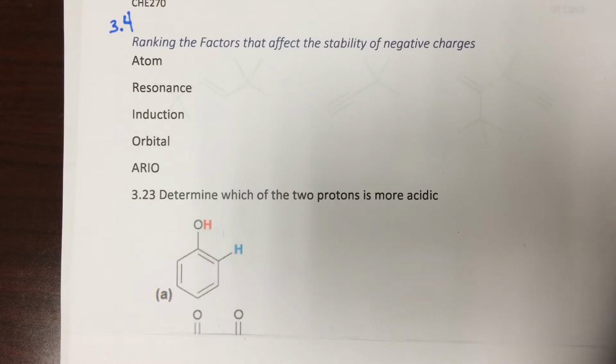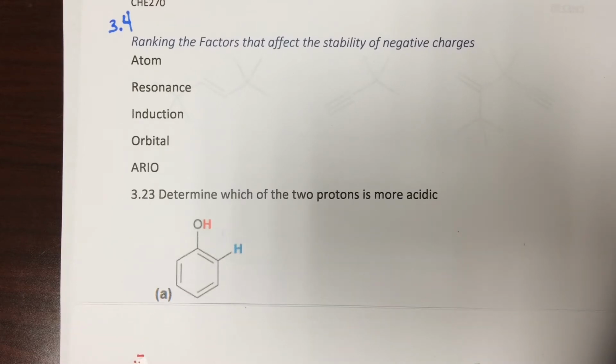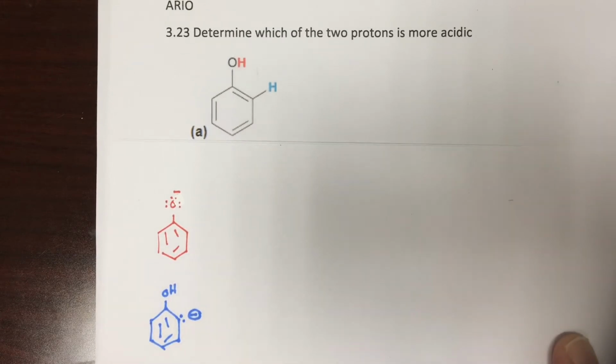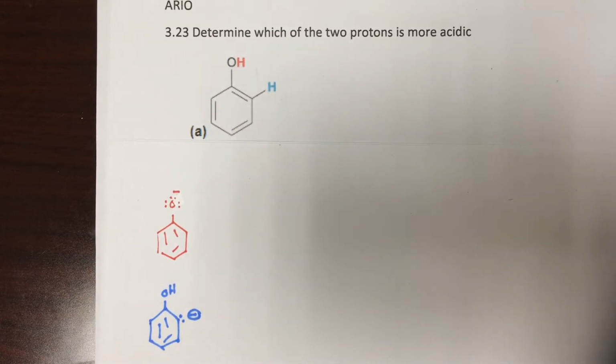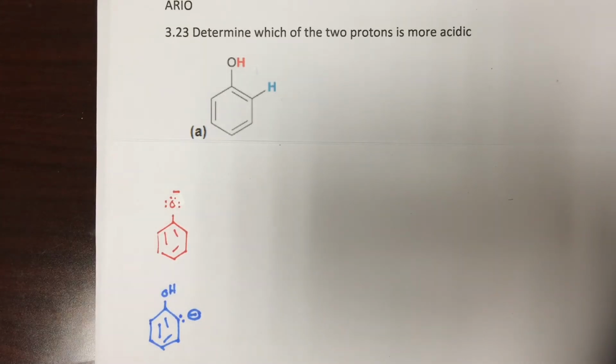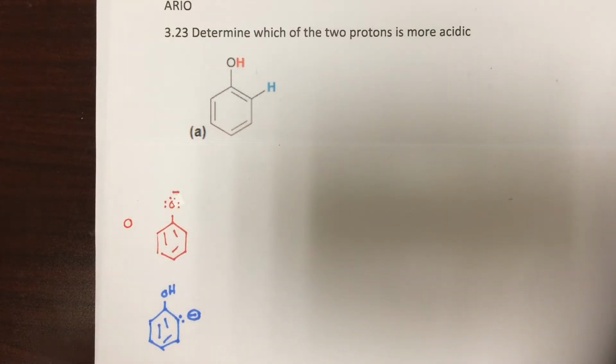Okay, so let's determine which of these two protons is more acidic, the blue one or the red one. First, you'll note that the red one has a negative charge on an oxygen atom, and that's more electronegative than the charge that's on the carbon atom of the blue figure.